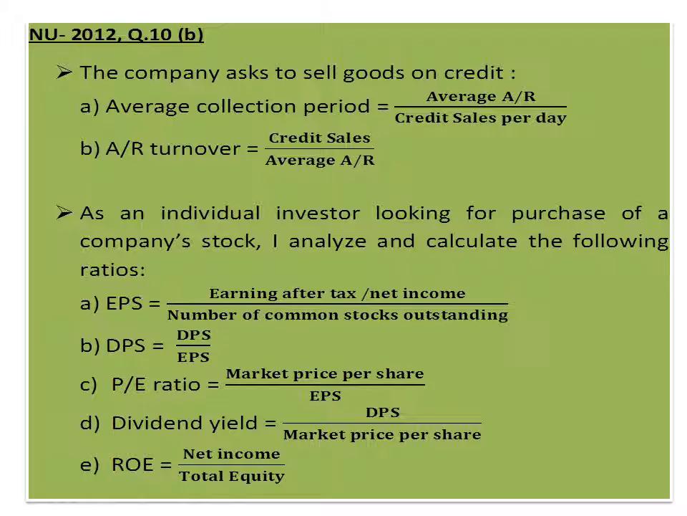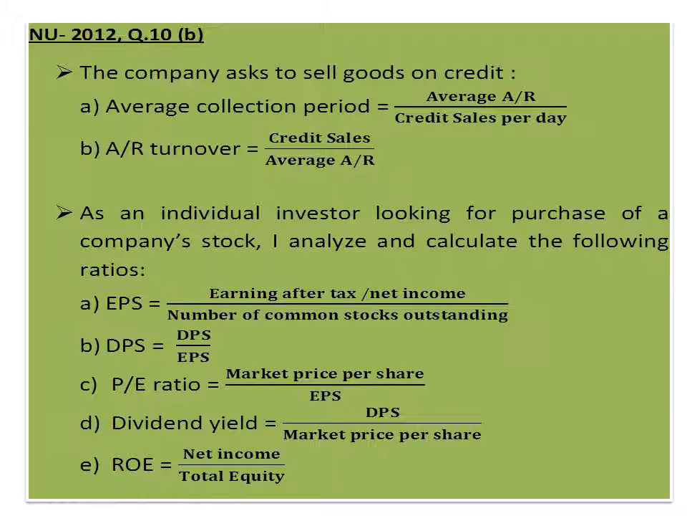Requirement 1: the company asks to sell goods on credit. In this case, we consider the ratios for sales on credit, that means average collection period and accounts receivable turnover. The average collection period formula is average accounts receivable divided by credit sales per day. B, accounts receivable turnover, is credit sales divided by accounts receivable.